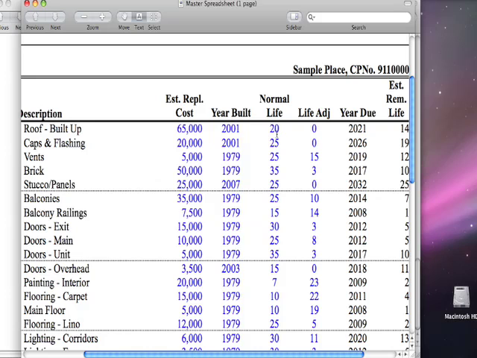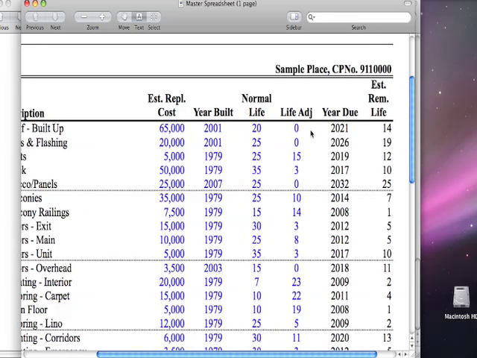The normal life of that component, any life adjustment that we may apply given the service environment or the condition that it's in at the time that we observed it. And then here's the resulting estimated year that we think it's coming due, and the number of years left from this particular time being 2007 again in this case.